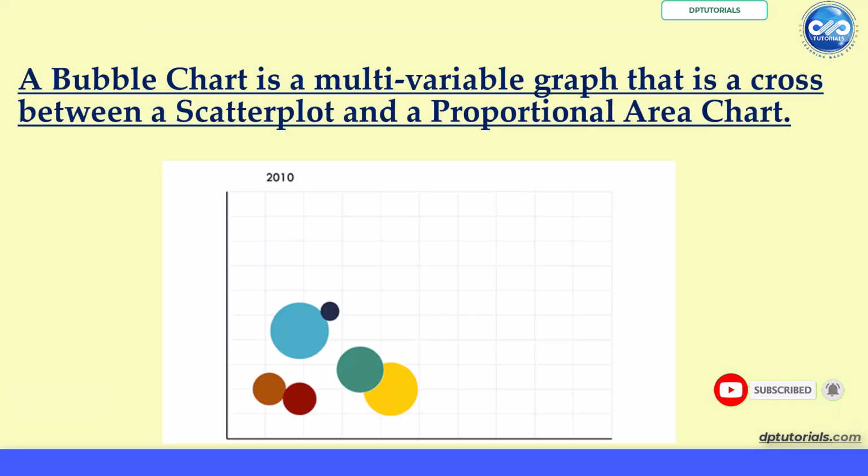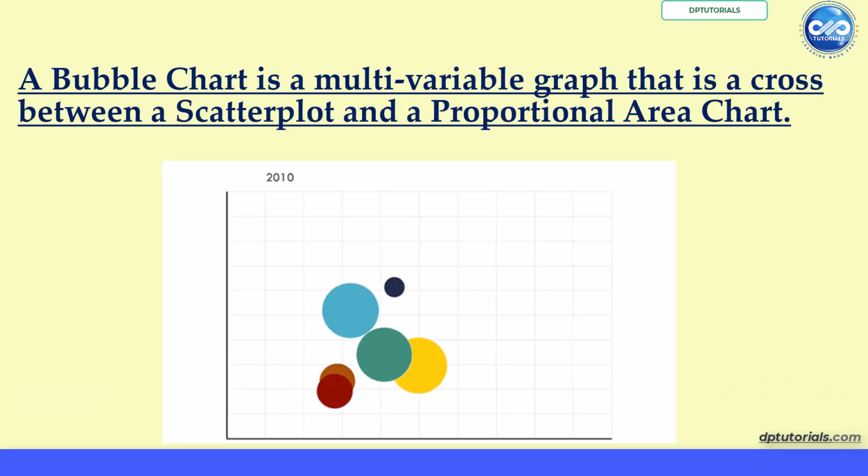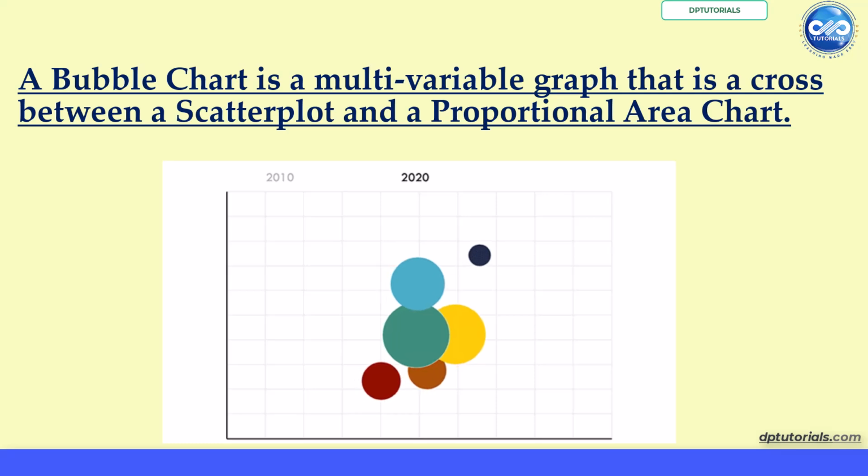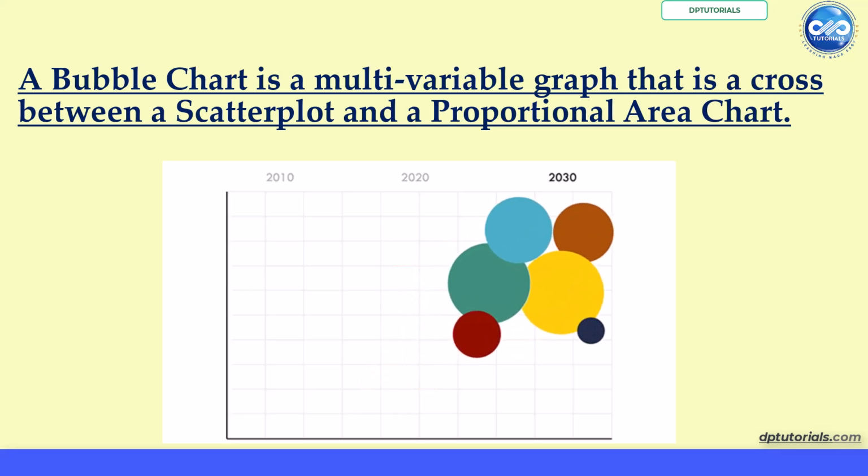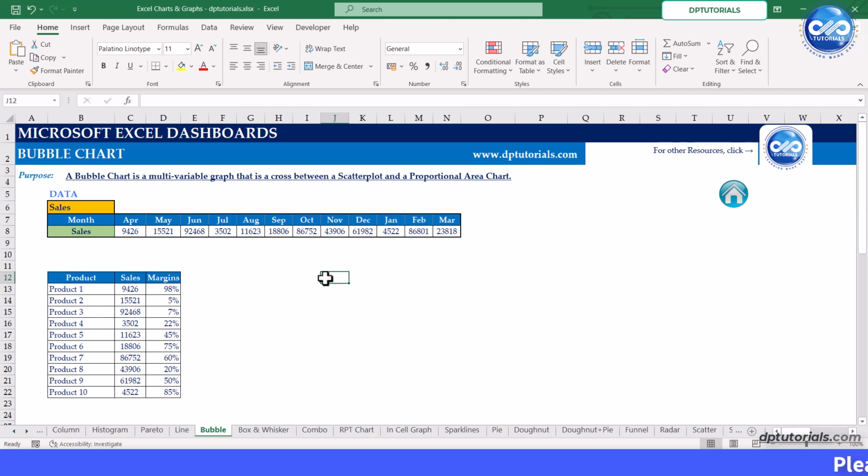Purpose: a bubble chart is a multivariable graph that is a cross between a scatter plot and a proportional area chart. We have the sales figures by month-wise as the data to create a bubble chart.